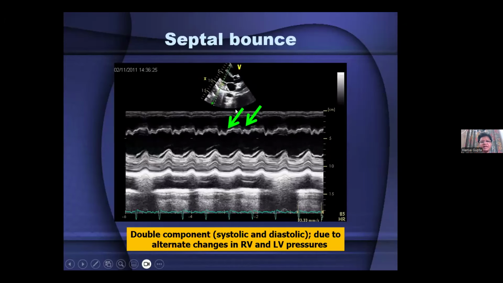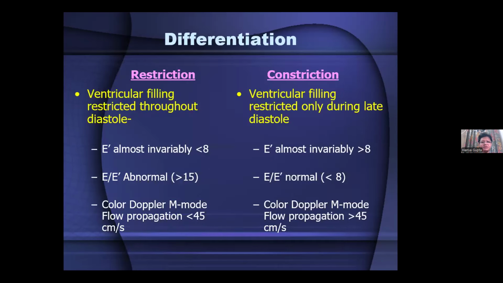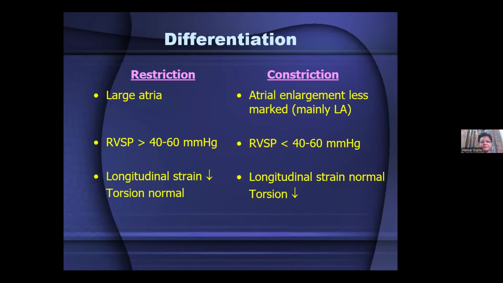See this on the M mode cut across. This is showing the systolic and diastolic dual component due to the RV and LV change in pressures. So ventricular filling is restricted throughout the diastole. The dysfunction is severe here; there, the dysfunction is not that severe and happens only during the late diastole. So these are some of the differentiating features, which when you read about pericarditis, we will discuss all this in that.